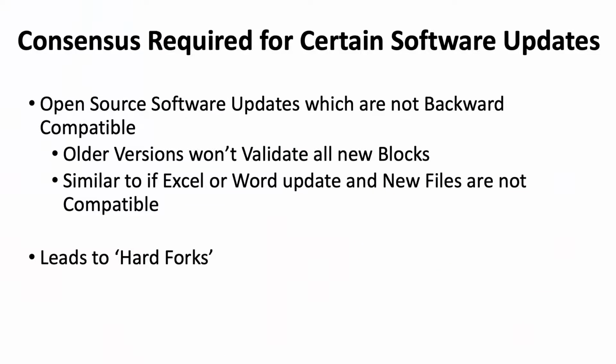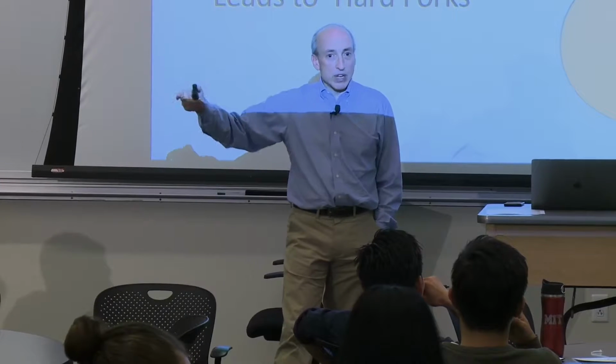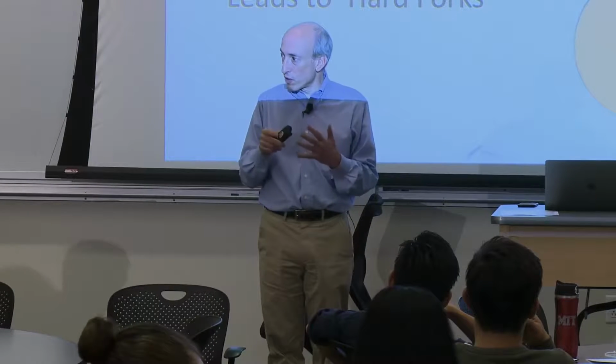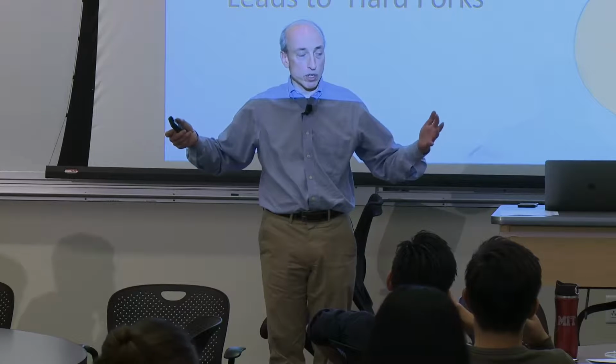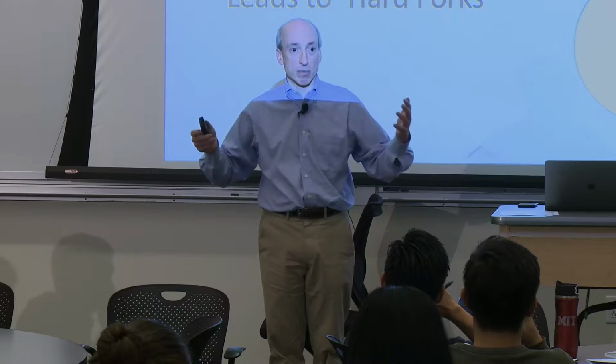And so it leads to something called hard forks. And this little visual on the right-hand side is basically what happens: you can't validate all the old blocks because the new software is kind of going beyond it. A hard fork would happen if you took 2 megabyte blocks, if you made the block size bigger.